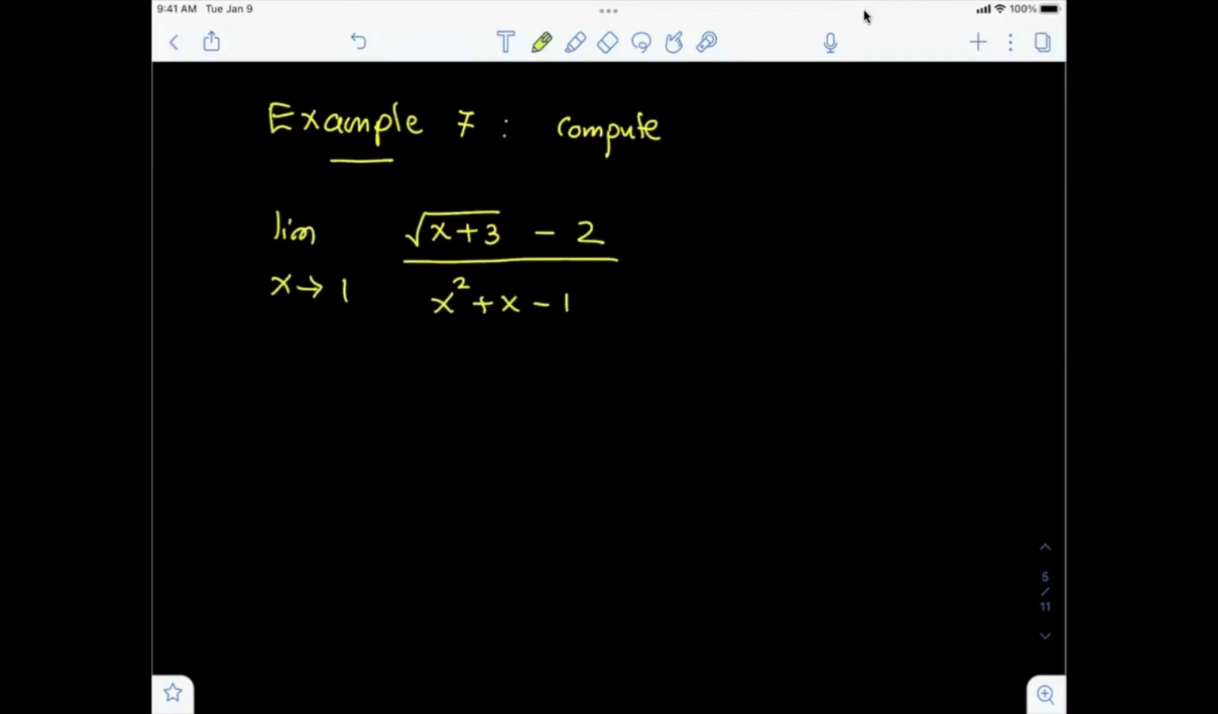Can you see this has nothing to offer in terms of beautiful limit computation, because once you plug in, you're going to get this, right? So once you plug in, you're going to get 0 at the top. It's root 4 minus 2, that's going to be 0 at the top, and at the bottom it's going to be 1 plus 1 minus 1, so it's going to be 1. This is the answer. Just plug in.